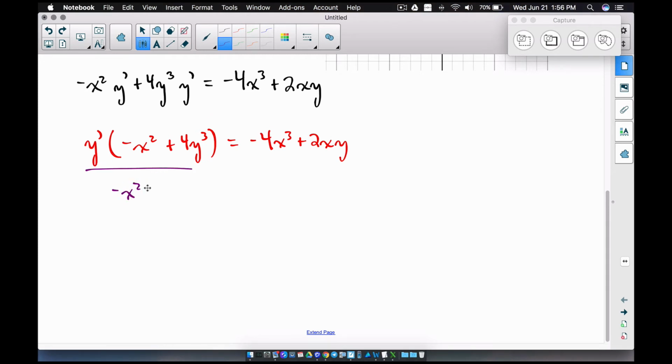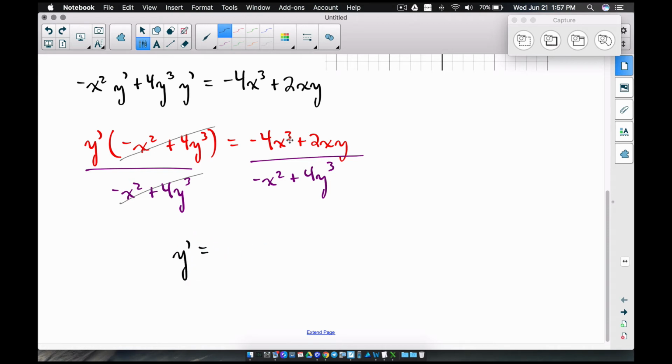So I'm going to divide by negative x squared plus 4y cubed, and essentially all that's going to do is cancel out those two terms. Just make sure you do it on this side as well. And just like that, we have our derivative. So y prime is equal to, I'm just going to clean this up.